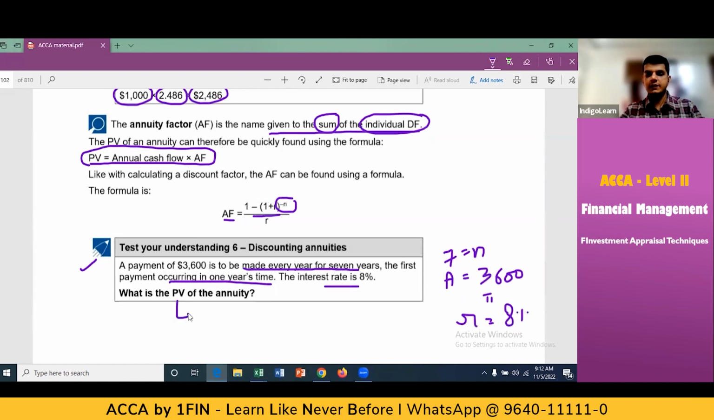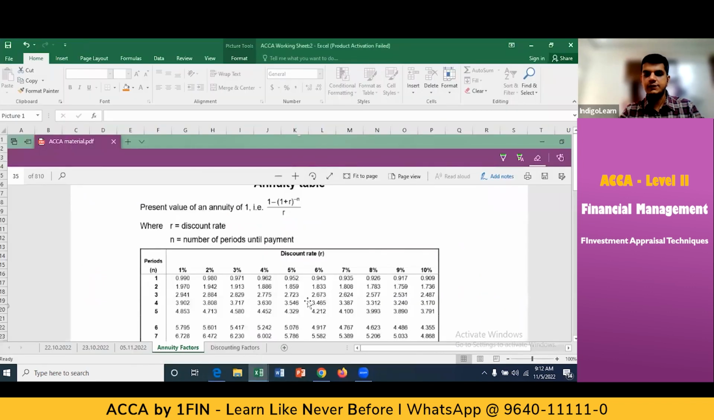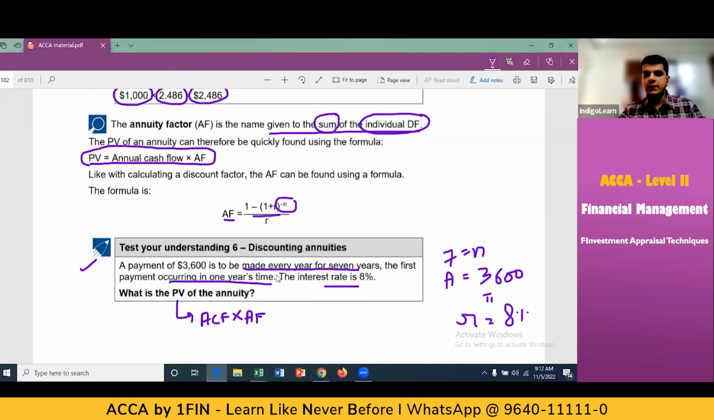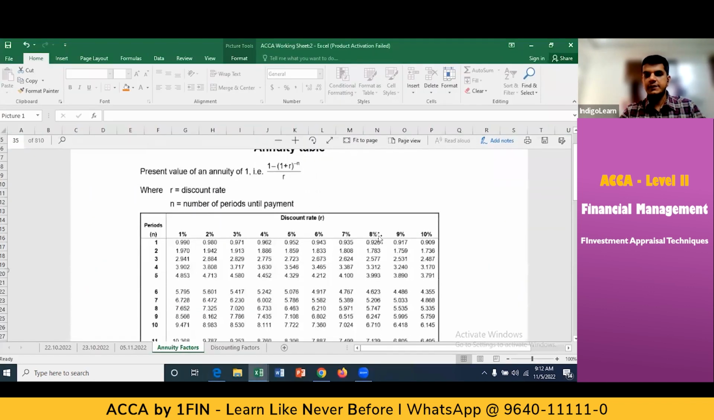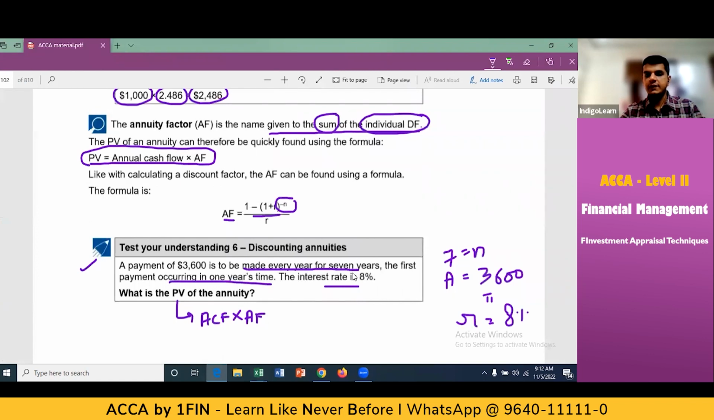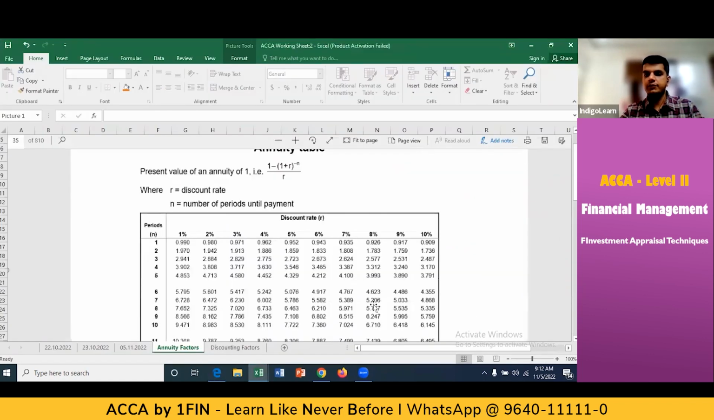Present value is in any case equal to annual cash flow into annuity factor. So if you want an immediate answer, then you can just refer to the table. I'll just solve this via both ways. So 7 years is the time period, 8% is the interest. So annuity table, 8% is the interest, 7 years is the time period, that is 5.206. Okay. 7 years, just a cross check, 8%. So 5.206.